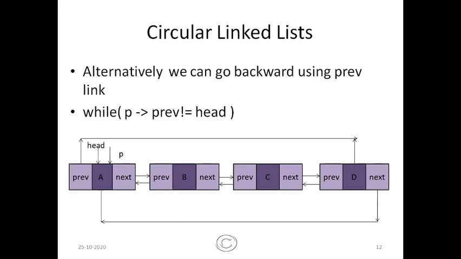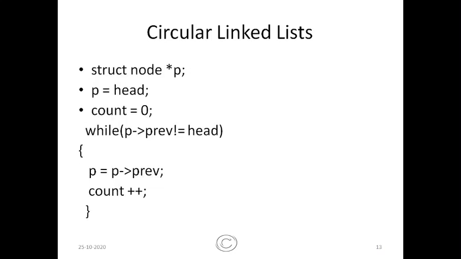So you will go in backward direction using the previous link, and then you can count the nodes also, incrementing the count by 1 each time. So the same code we can write here: struct node *p. The head address will be assigned to p, and count is initialized as 0, that is an integer value. Now we'll check a condition in the while loop: p previous is not equal to head, p is equal to p previous, and count plus plus.